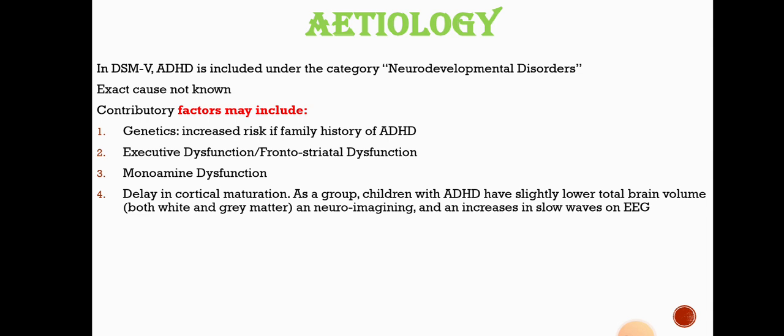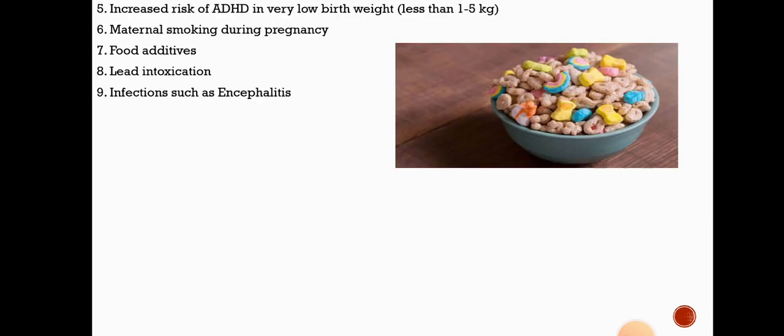And if you do a neuroimaging test, we can observe decreased brain volumes in both white matter and gray matter. And if you take the EEG, we will see slow alpha waves. And this disorder is commonly seen in low birth weight children, that is, those weighing less than 1.5 kg.